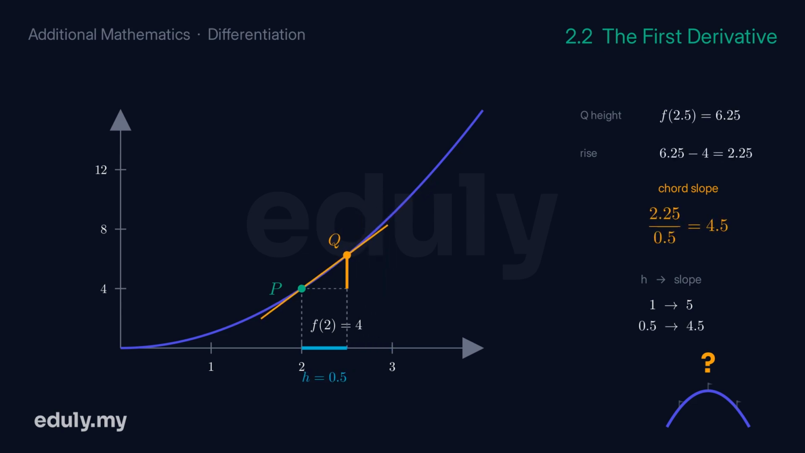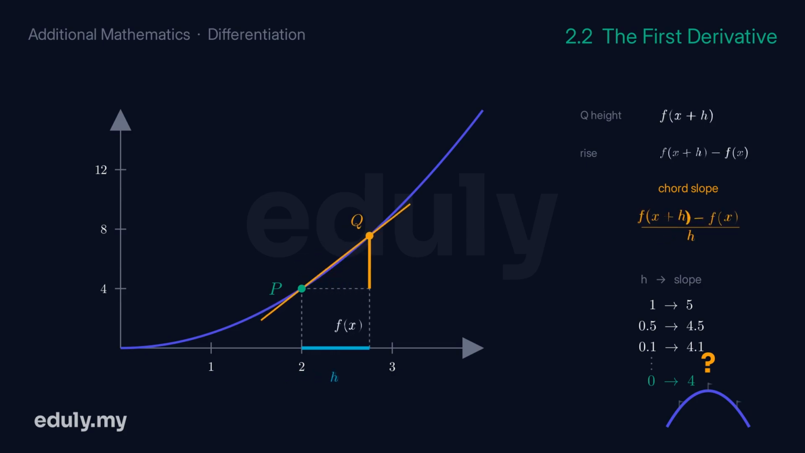Slide q closer. At x equals 2.5, the slope is 4.5. At x equals 2.1, it's 4.1, closing in on 4. Now drop the numbers. The run is h, the rise f of x plus h minus f of x, so the secant slope is rise over h. Let h shrink to 0. The chord becomes the tangent, and its slope is the derivative, the steepness at that one point.